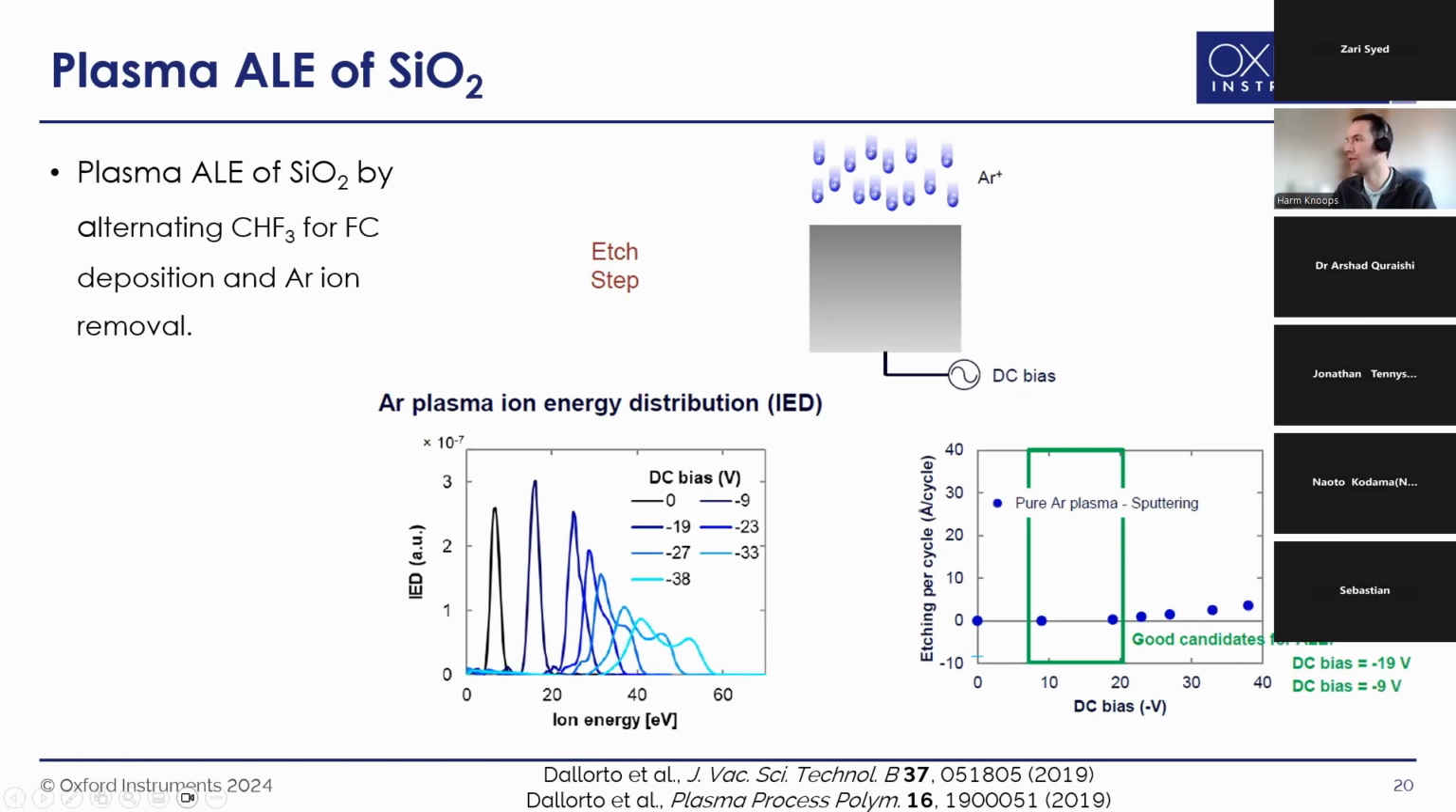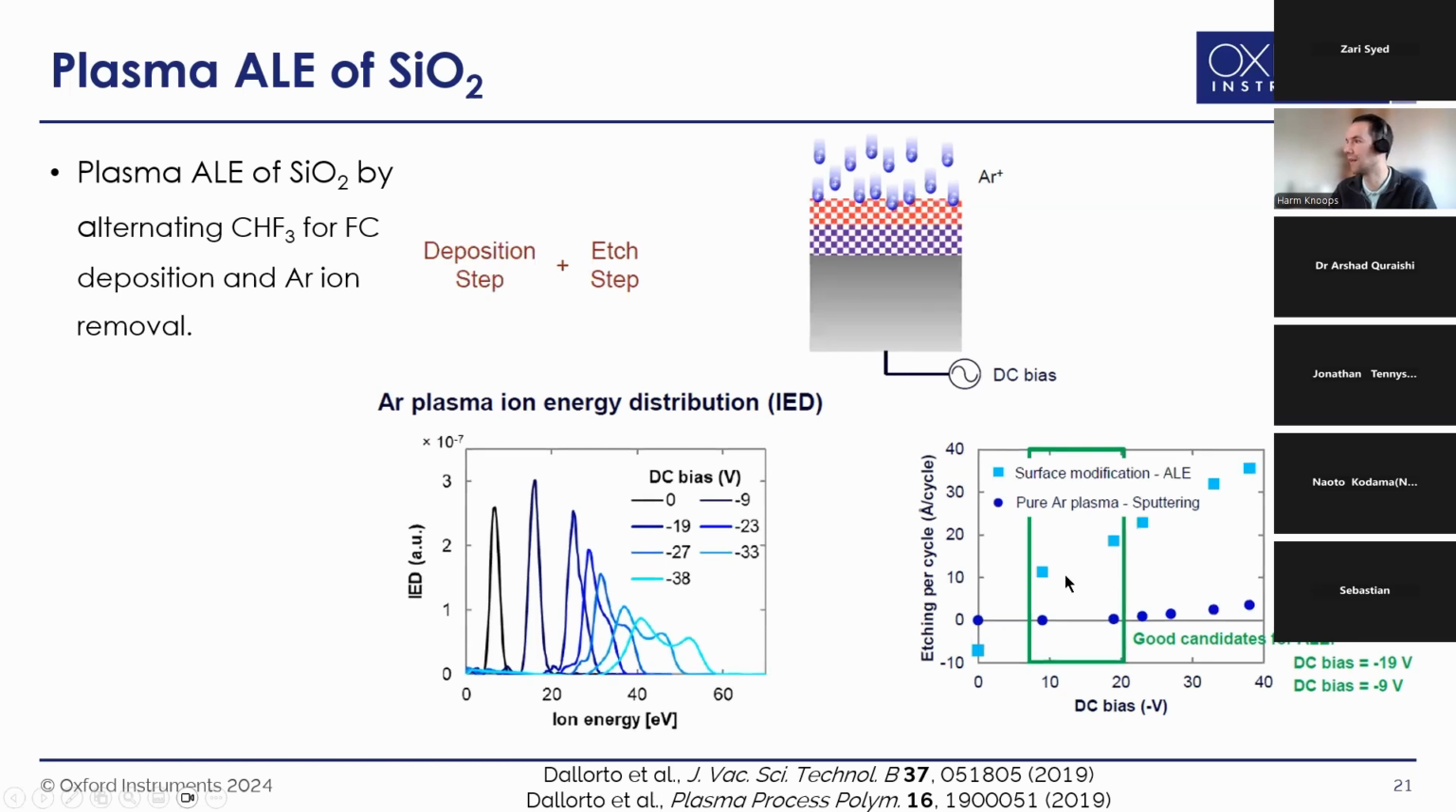He saw that if you only do the argon, so no CF gases, above about 20 volts you seem to get some sputtering. This was just in a test cycle. So these two conditions, the 19 and 9 volts of bias, would be good candidates to further explore ALE.